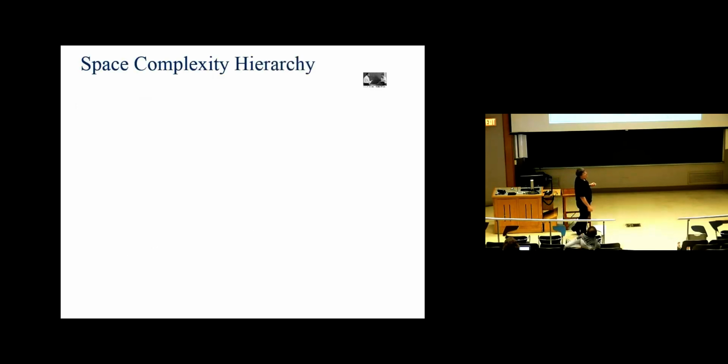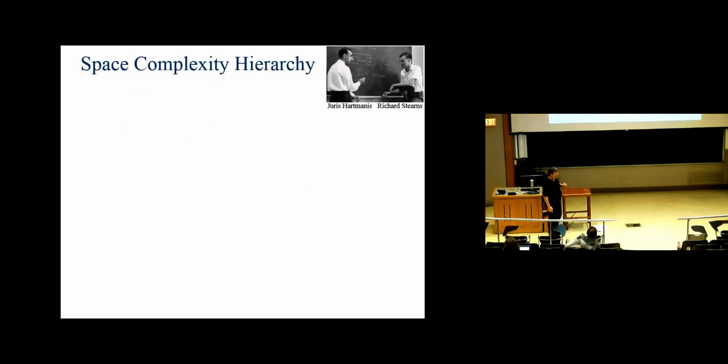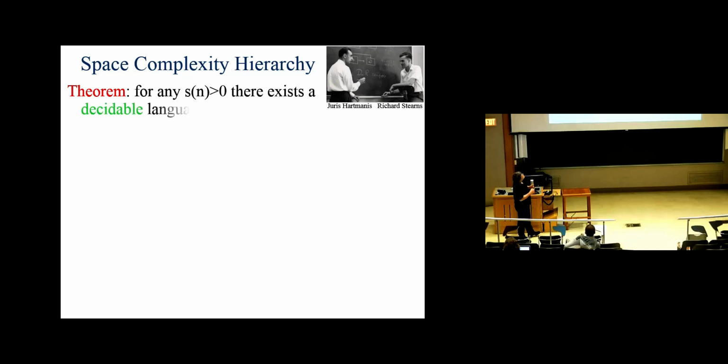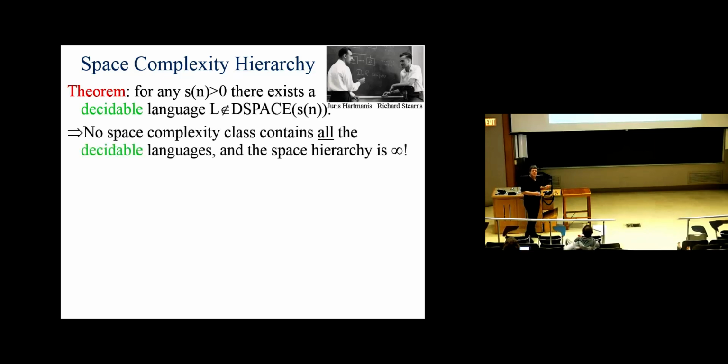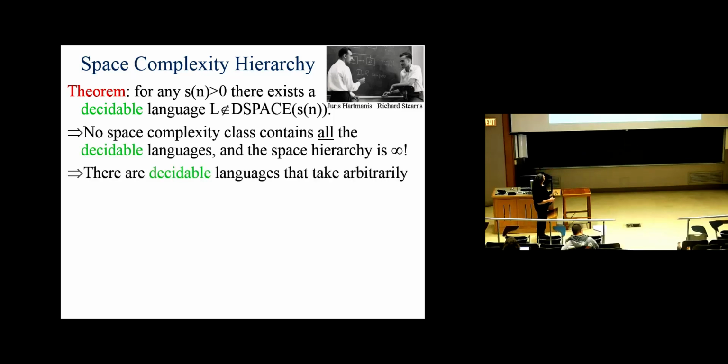All right, here's the same story for space, and it really is the same story. If you have any space bound, there exist languages that cannot be done within that space bound. Same for time. We just proved it for time. We're about to prove it for space. Very similar proof, a couple of minor differences, that's all. So we're saying that no space complexity class contains all the decidable languages. There are languages that require bigger and bigger amounts of space to compute.